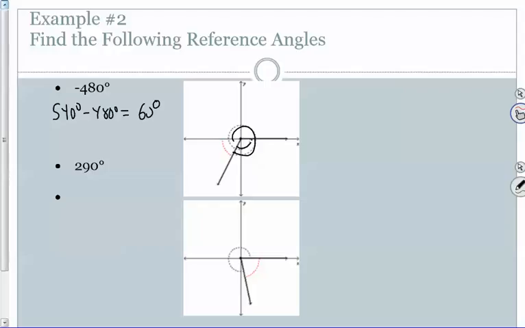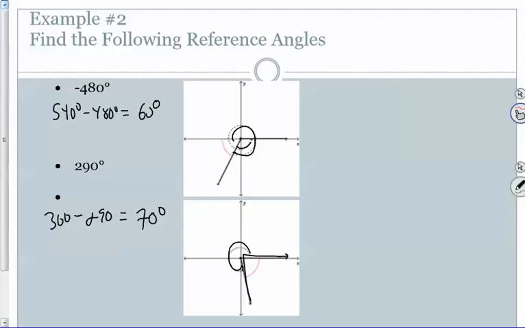290 degrees is this way right here, right? So that's this angle. You could think of it as how much is left over from 290 to 360. So you could say 360 minus 290. Why did I take that away? Because I want a positive angle, and it's 70 degrees.